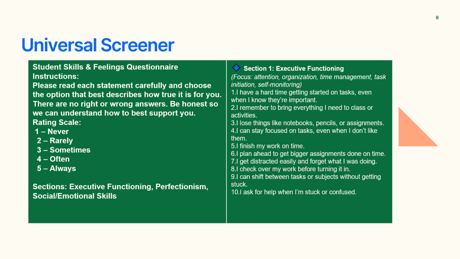On the previous slide, we discussed that a universal screener is step 1 in your team determining which students need intervention and how to move forward. Below is an example of a universal screener. This universal screener in particular looks at 3 major areas: executive functioning, perfectionism, and social emotional skills. On the right, it is showing you section 1, which is the executive functioning questions. These are questions that students would answer themselves or parents would respond to.